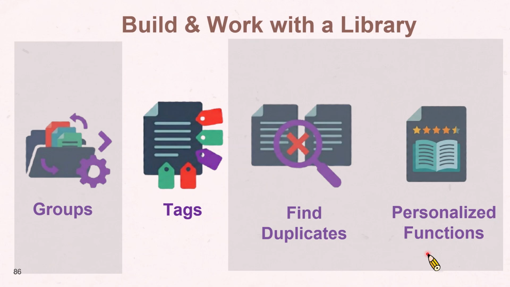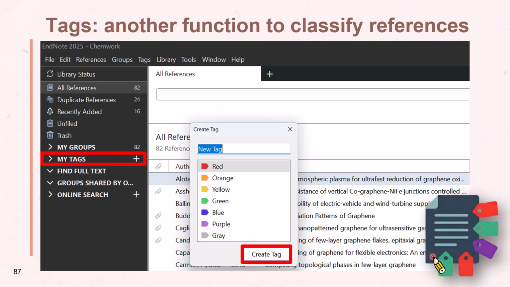Apart from the group function, tag is another way to organize references in the EndNote library. Tags are labels that can be used to classify the references. To create a new tag, click on the plus icon near My Tags, then give it a name and choose the color you like. There are 7 colors to choose from. Then click on Create Tag.